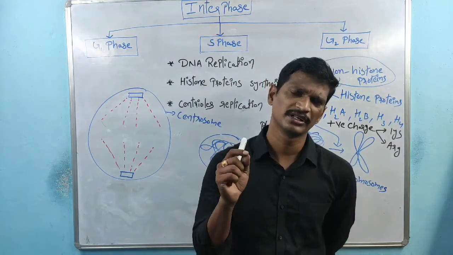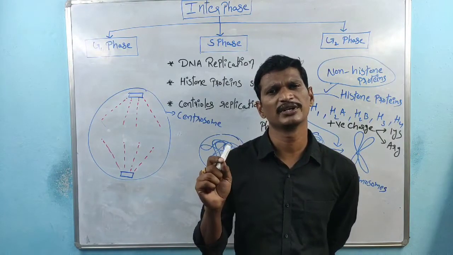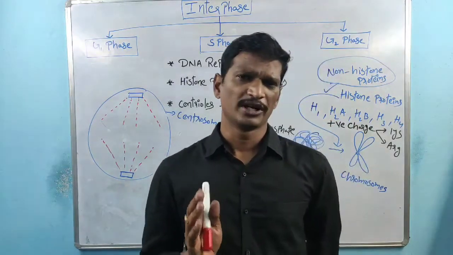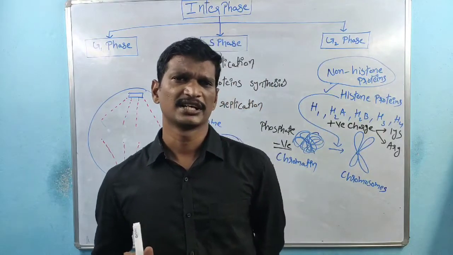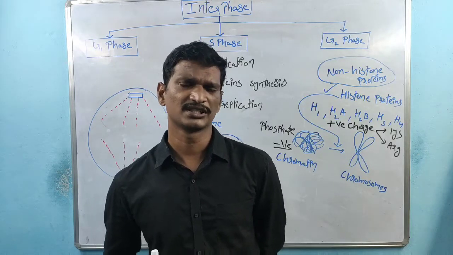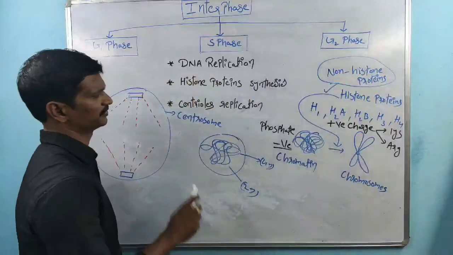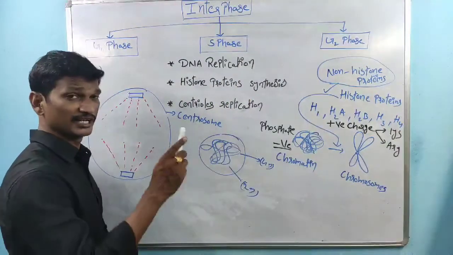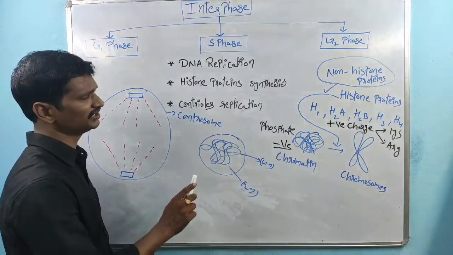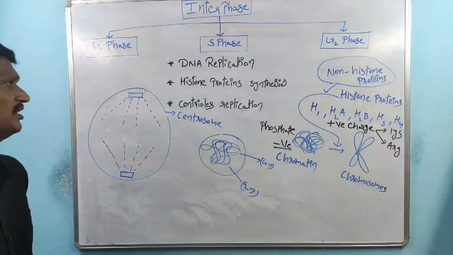This point is related only to animal cells. Centrioles replication takes place only in animal cells. The animal cells contain centrioles, and replication takes place only in S phase. The remaining cells do not have centrioles. So centriole replication is only seen in animal cells in S phase. That is about the S phase.